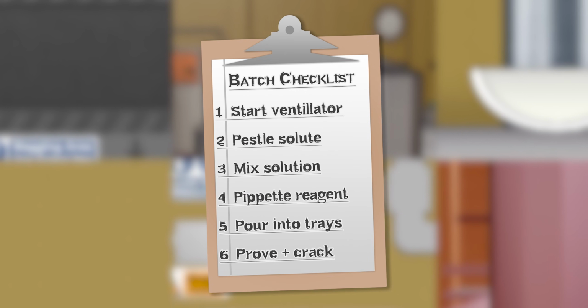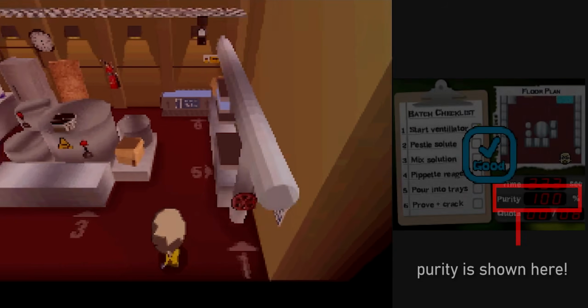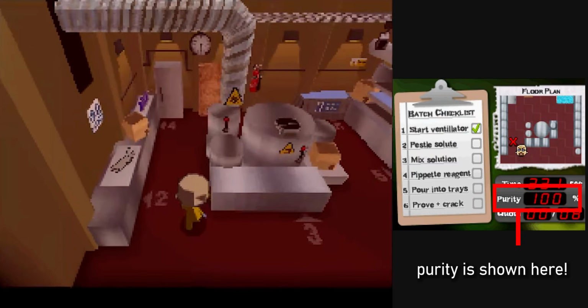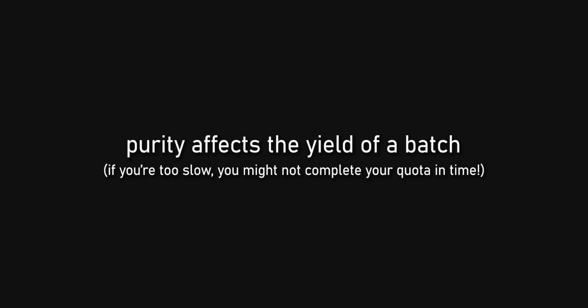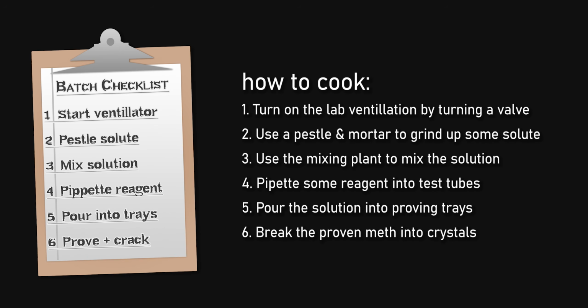This is where the job fell to design 6 minigames that the player would need to complete to cook a batch. This is when I had the idea to add a purity system, where the amount produced by each batch would depend on how well the player performed at each minigame, with bad results causing the player to take a hit on the purity meter. With this idea in mind, I sketched up a list of 6 minigames, based on watching clips of the montages from the show and with the layout of the lab I came up with in mind.